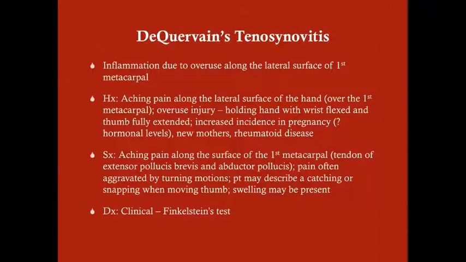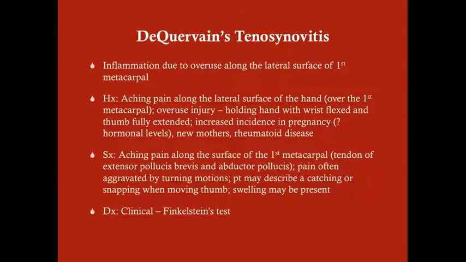Patients are going to present with an aching pain, of course, along that lateral surface of the hand. And a lot of times these are going to be new mothers. However, there is an increased incidence in pregnancy, so we're not really sure what that's caused from, possibly changes in hormonal levels. But what I tend to see on the USMLE is the new mother vignette. And that's just simply because of the way that they're holding their baby. There is also an increased incidence for DeQuervains with rheumatoid disease as well.